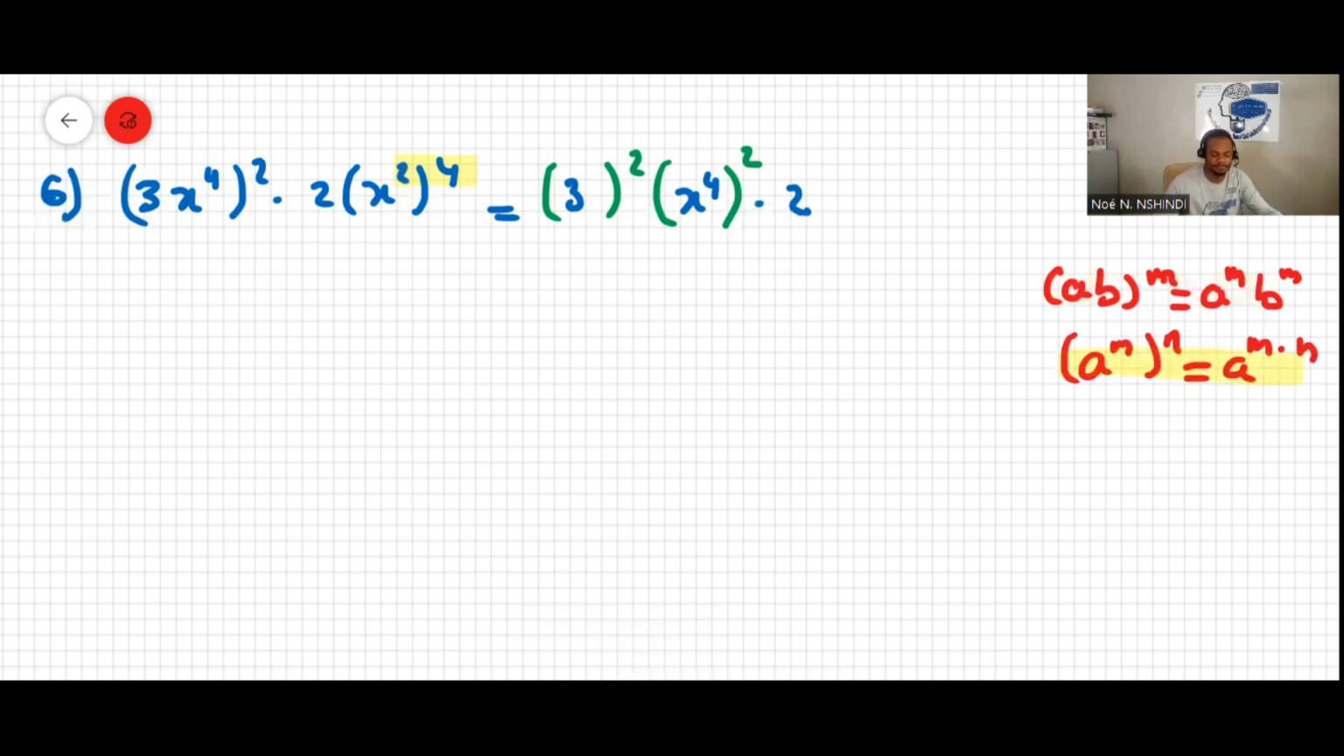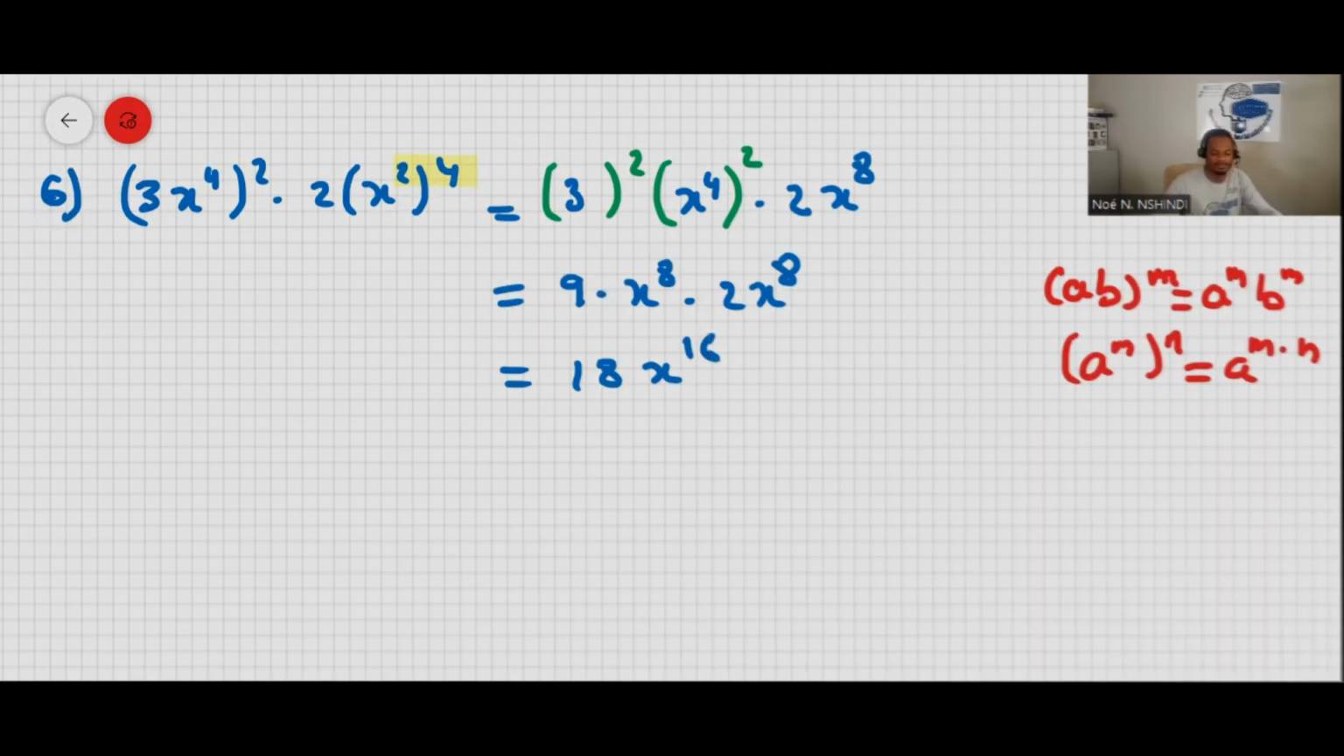Then this will be x to the power of 8. Then that makes 9 multiplied by x to the 8 multiplied by 2x to the 8. Now that we have 9 and 2, that makes 18. And then here, with a product of common bases, we add the exponents. So we do 8 plus 8, which is 16. So 18x to the power of 16. That was question 6.